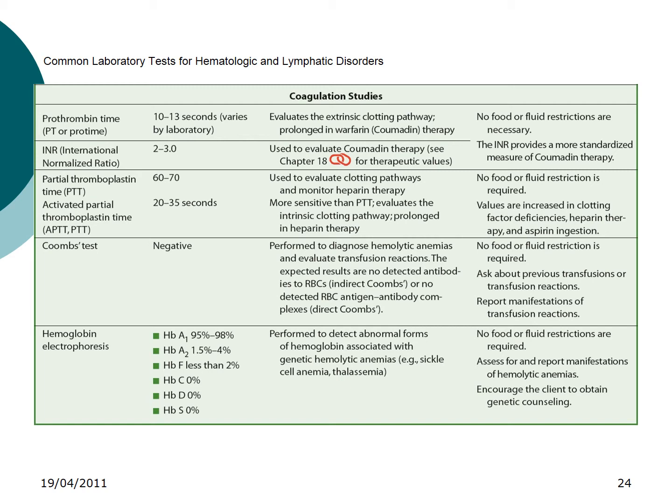It is performed to detect abnormal forms of hemoglobin associated with genetic hemolytic anemia. So sickle cell anemia, thalassemia, right? So hemoglobin A. The hemoglobin is sickled in sickle cell. Again, there's no fluid restriction.